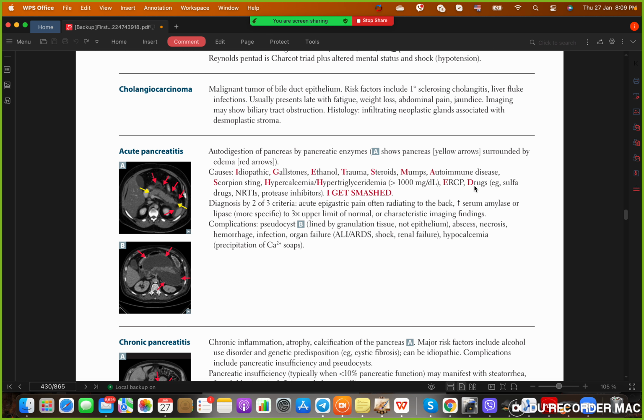The next thing we have, the drugs that can lead to pancreatitis include the sulfa drugs, the anti-HIV drugs, the NRTIs, and the protease inhibitors. They like especially didanosine. That's the NRTI that mostly can lead to pancreatitis.